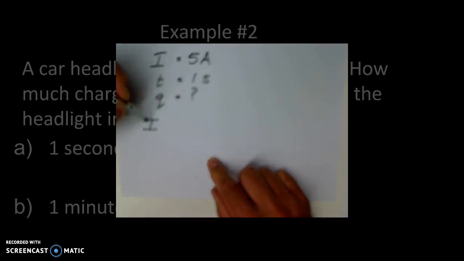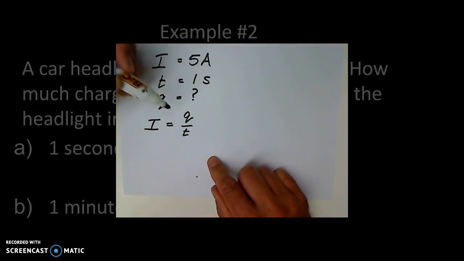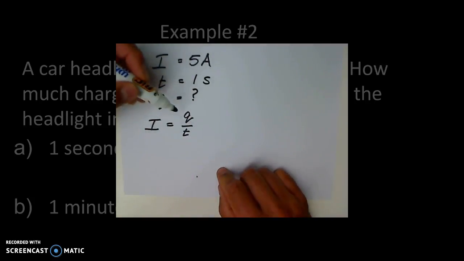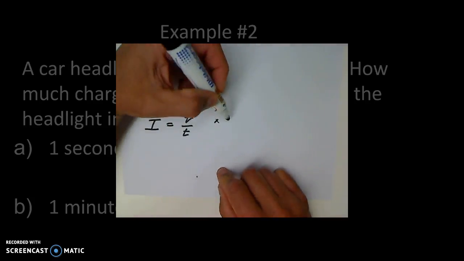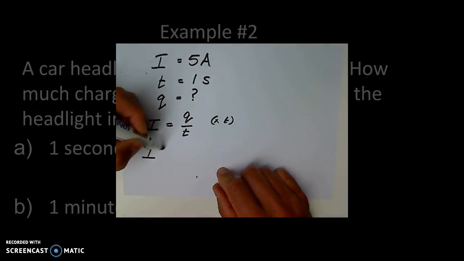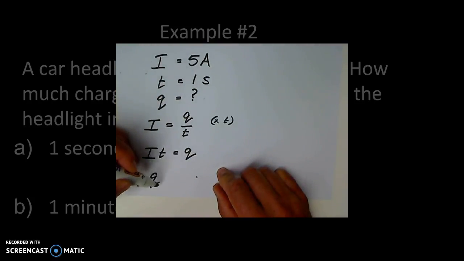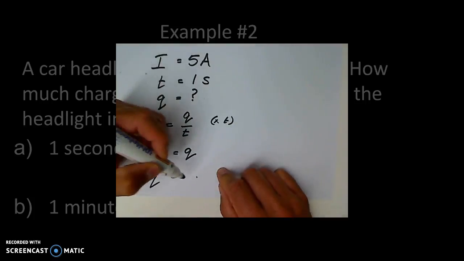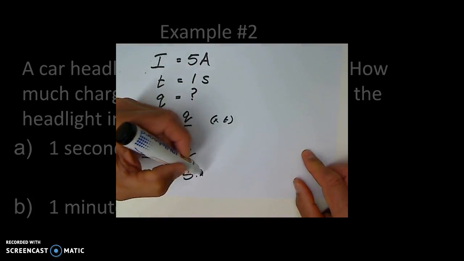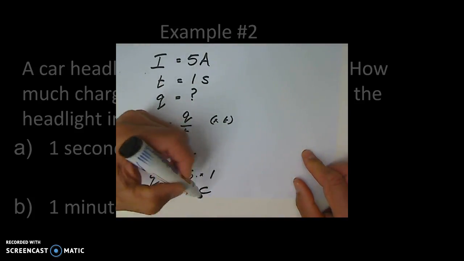So we use our formula that current is charge over time, and we need to rearrange it to make charge the subject. If I multiply both sides by t, I get I t equals Q. So therefore Q is equal to the current, which is 5 amperes, times the time, which is 1 second, which is 5 coulombs.